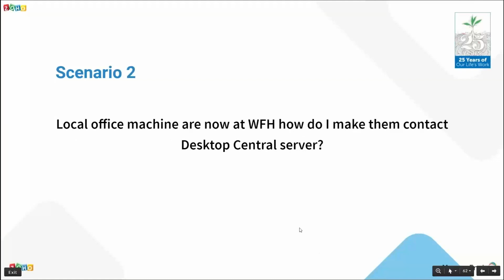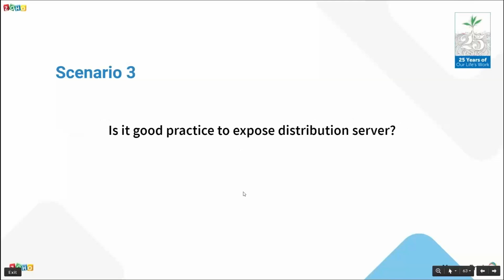Local office machines are now at work from home. How do I make them contact Desktop Central Server? As explained, from the web portal, you can modify the existing remote office configuration from distribution server-based method to a direct communication method. So once that is enabled, the work from home agents are going to communicate through the secure gateway server, ensuring secure communication back to the central server in collecting all the requirements.